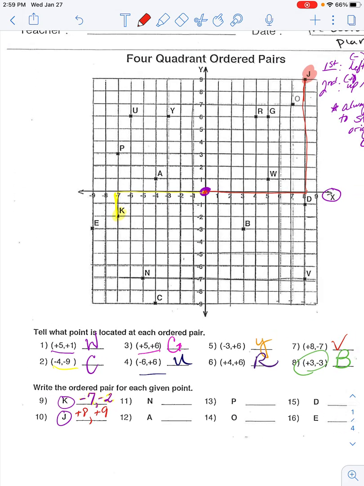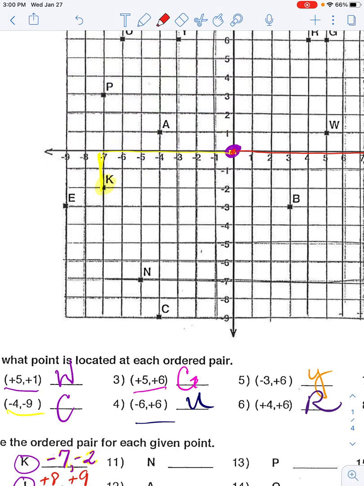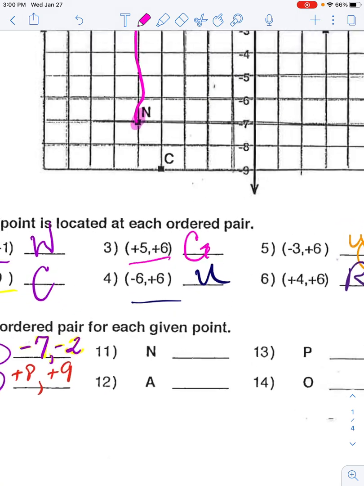Okay, do the same thing for N. Here's N. All right, to get to N, again, we start at home base. We're going to go left 5. That's a negative 5, and then we're going down again, which is going to be a negative 7. So negative 5, negative 7.